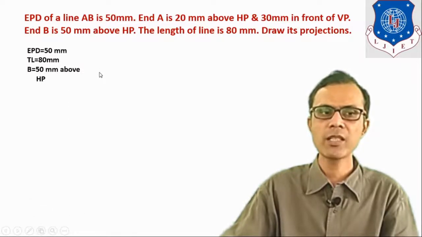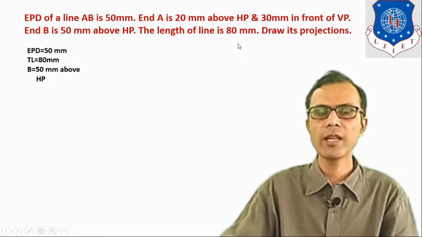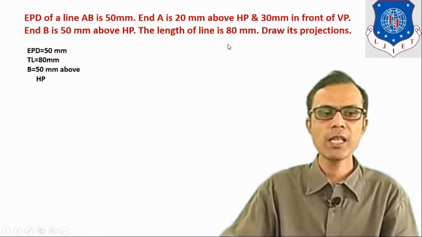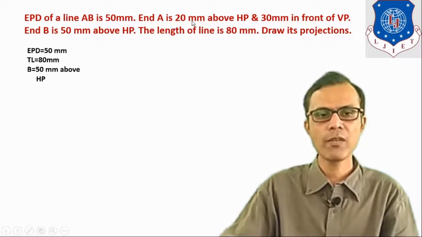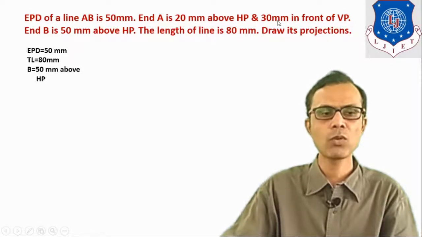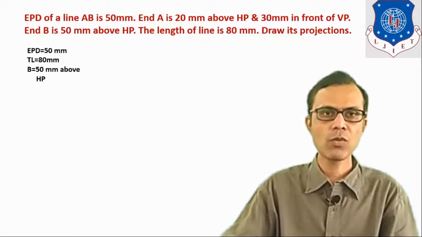So let us summarize the given data. EPD is 50 mm. True length is given; the length of the line means the true length, 80 mm. And the location of end A is also given, 20 above HP, 30 in front of VP. Another end B is 50 mm above HP. So these are the main data which are given. Now we can start to draw its projection.